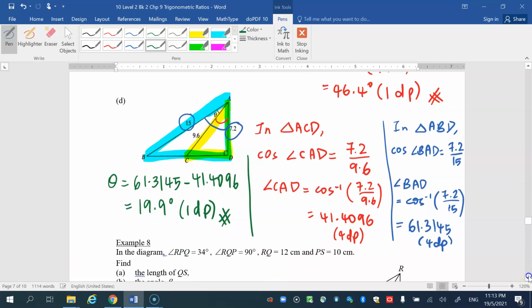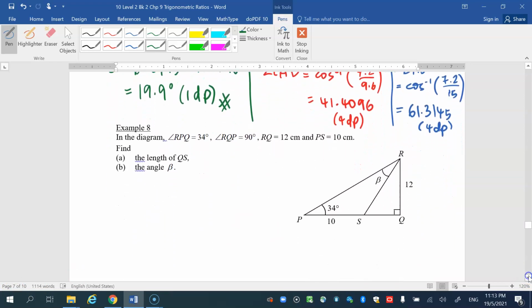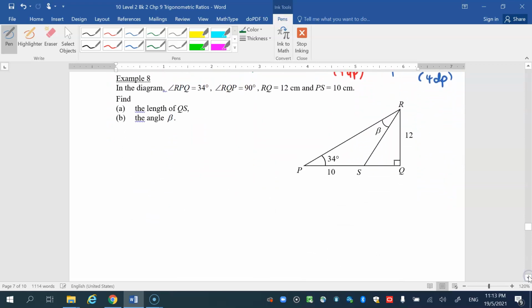Okay, let's move on to example 8. In the diagram, angle RPQ equals 34 degrees, which is over here. Angle RQP is equal to 90 degrees, which is over here. RQ is equal to 12, which is here. And PS is equal to 10 cm. So only this part is 10. The question says find the length of QS, which is this length over here. Now in this question, they have given you the angle already, and you're supposed to find a missing length. So this is what you learned in your previous section. Let's change to blue color.